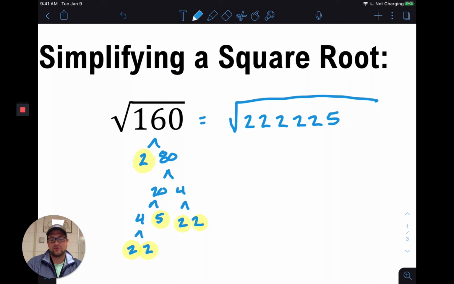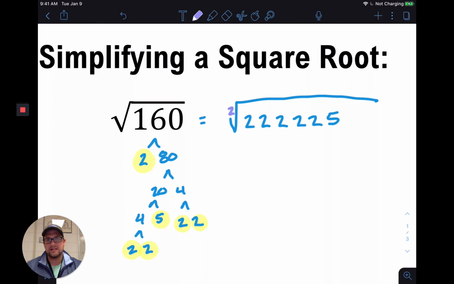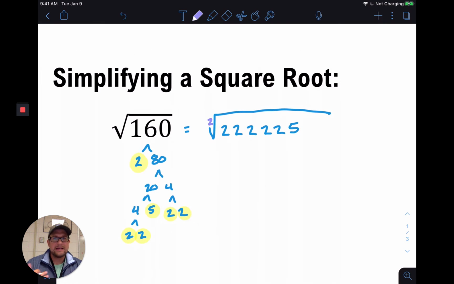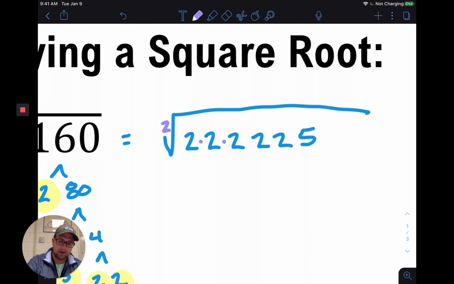Now, since this is a square root, one thing we don't tell you often enough is that there really is a 2 that's sitting here in the index. Anytime you see a radical without a number sitting there, it's always assumed to be a square root. But if that was a 3 or a 4 or a 5, we have to handle that a little bit differently every time. Now, what that 2 on the outside tells us is that if I look inside that square root at my prime factorization, 2 times 2 times 2 times 2 times 2 times 5, would end up multiplying out to be 160.